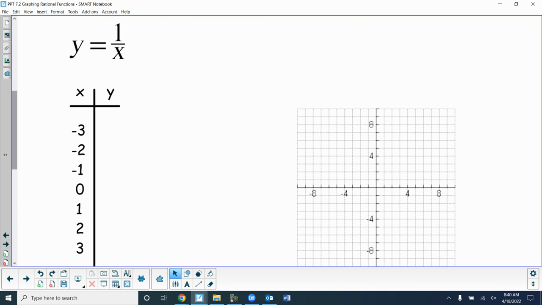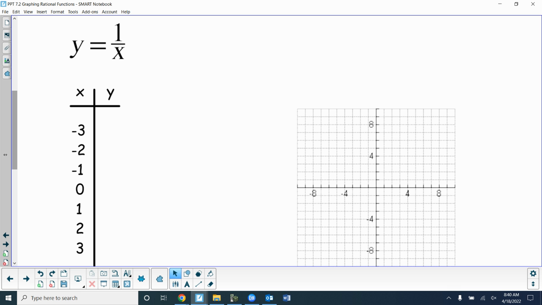Remember when we first started the year, after we did a little review of some things, we started doing translations, transformations and stuff. Okay? Well, we always had parent functions, right? We had a parent function for lines. We had a parent function for our quadratics, and our cubics, and all that stuff. Okay? So the parent function for the rational functions is y equals 1 over x.